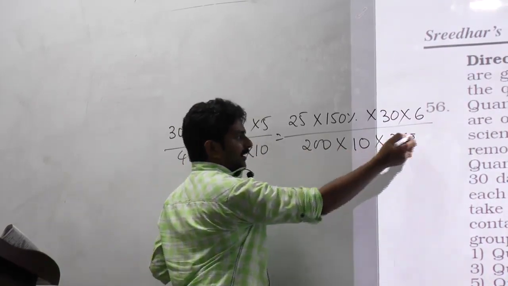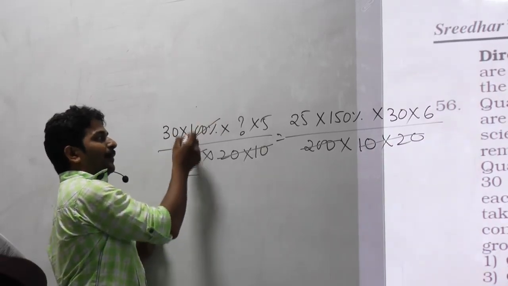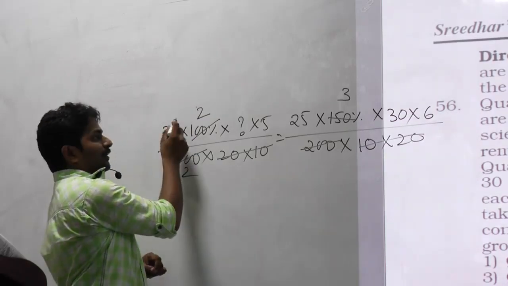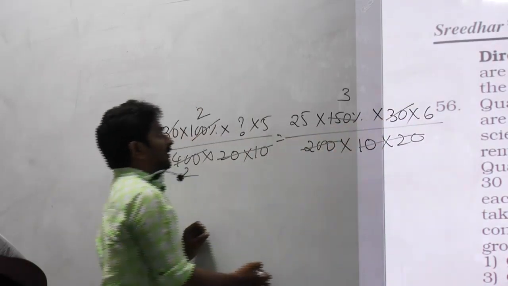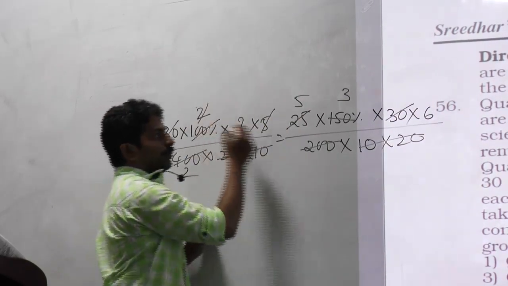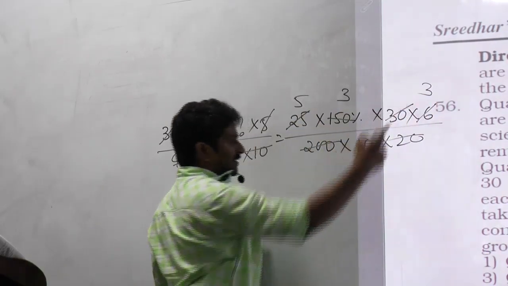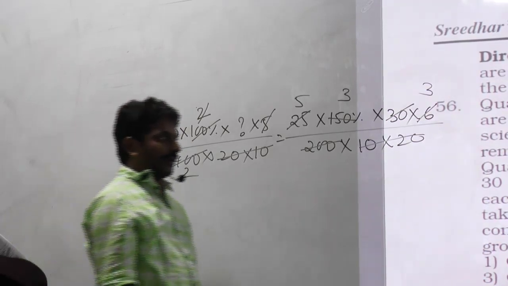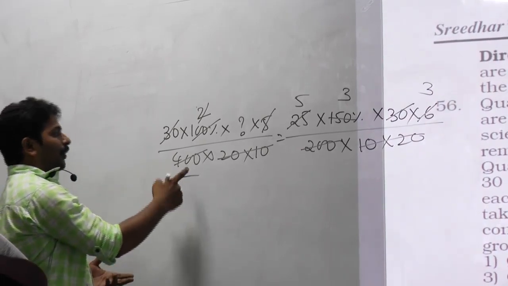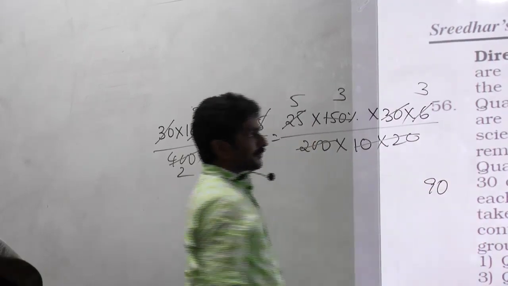2010, 2010, cancel. 200, 2 times. 100%, 50, 2 times. 50, 3 times. 30, 30, cancel. 5, 5 times. 2, 3 times. 5 3s, 15. 15 3s, 45. 2 goes to that side. Quantity 2 becomes 90.